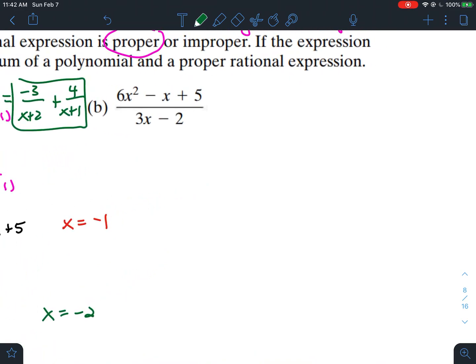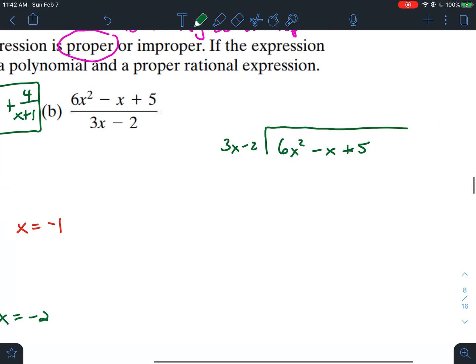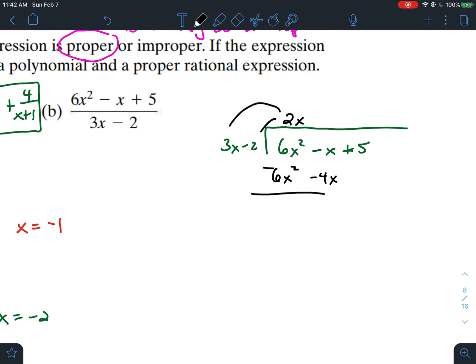All right, on the next one, it's improper, so we're going to do some long division. Let's see if we can remember how to do long division. So 6x squared minus x plus 5. Nobody's missing, so I don't need any zero terms. And then divided by 3x minus 2. So 3x times 2x is 6x squared. Then we have 6x squared and minus 4x. And then we subtract. So we get 3x plus 5.